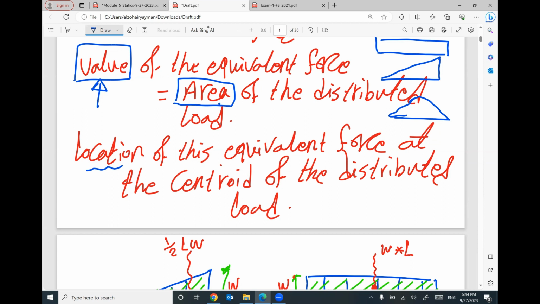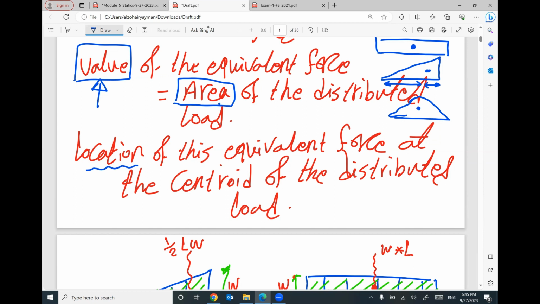Where is the location of this equivalent? At the centroid of the shape: centroid of rectangle at midpoint, centroid of the right angle triangle at the 1/3 from this side and the 2/3 from the other side, the centroid of this symmetric triangle at the midpoint.